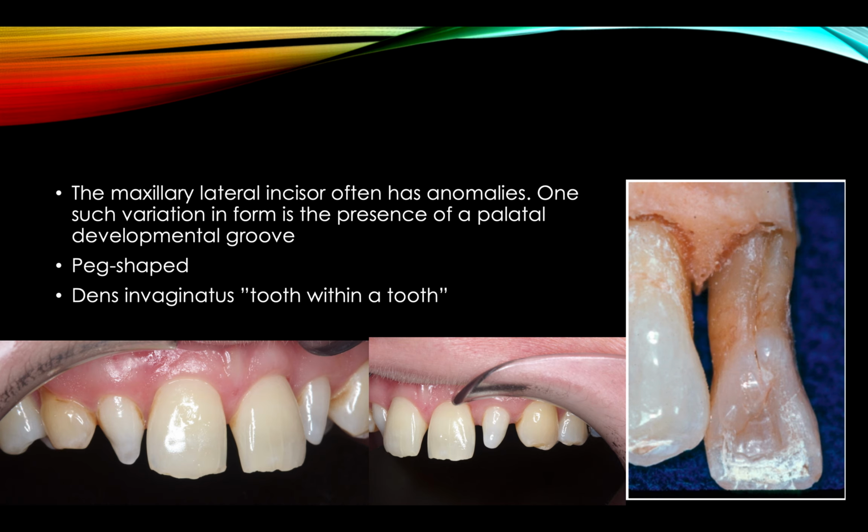Usually, we have one root canal in the maxillary lateral incisors. However, sometimes some patients will have some anomalies or variations in the shape of the lateral incisor. For example, this patient has peg-shaped lateral incisors, so the access cavity will be oval instead of triangular.